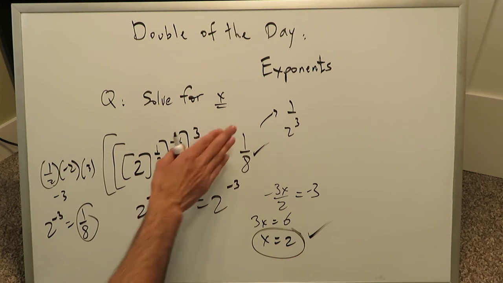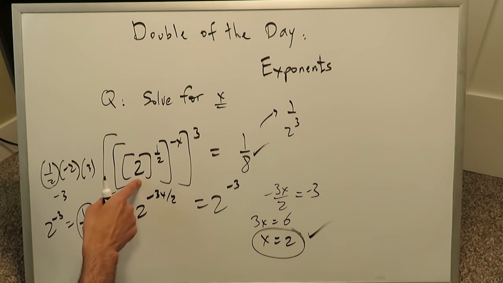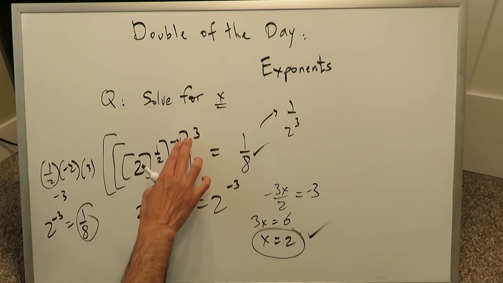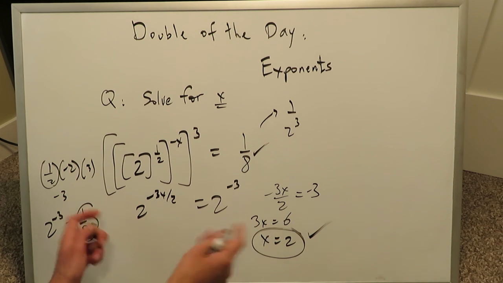X equals 2, and you can see how this was done. Use the law of exponents, just multiply this across. Ignore this for the time being. Once you multiply this across, then evaluate your expressions using common bases, and you're done.